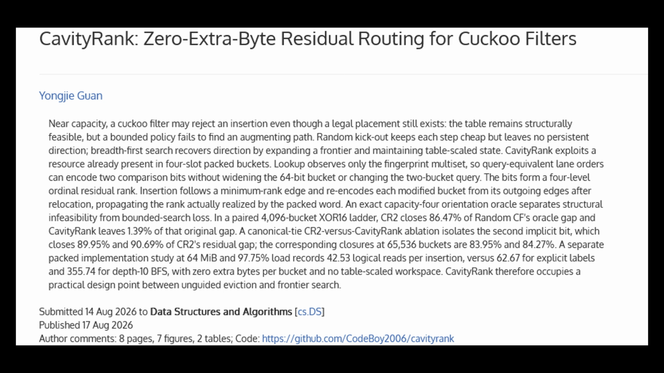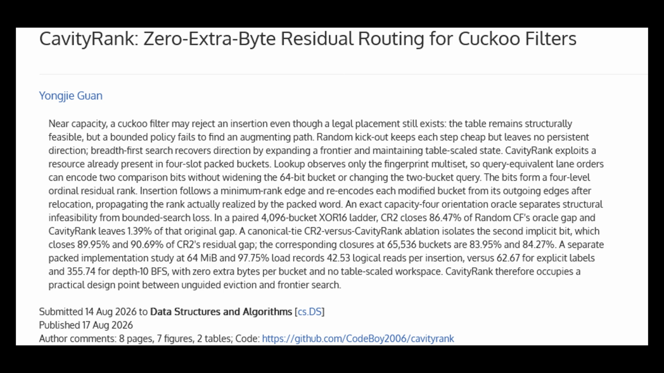The key insight: order matters. The clever observation behind CavityRank is that a full bucket containing 4 fingerprints has 2 distinct views. When you query whether a fingerprint exists in the bucket, you only care about the set of fingerprints present. Their order doesn't matter. However, when you're inserting items, you can use that order as hidden information. Specifically, a full bucket can arrange its 4 fingerprints in different permutations. Since lookup treats all permutations as equivalent, these different arrangements can carry extra information without affecting correctness or memory footprint.